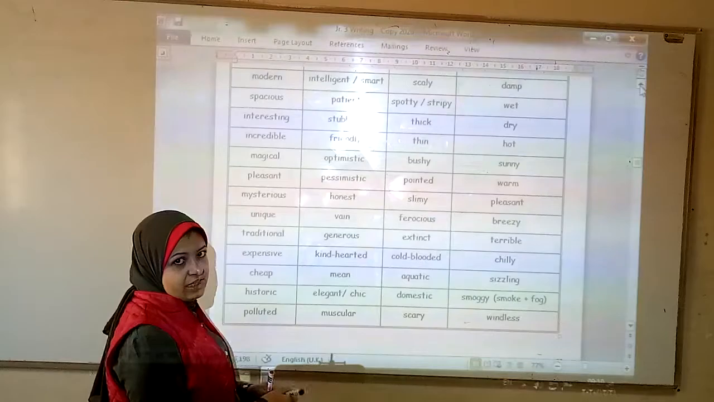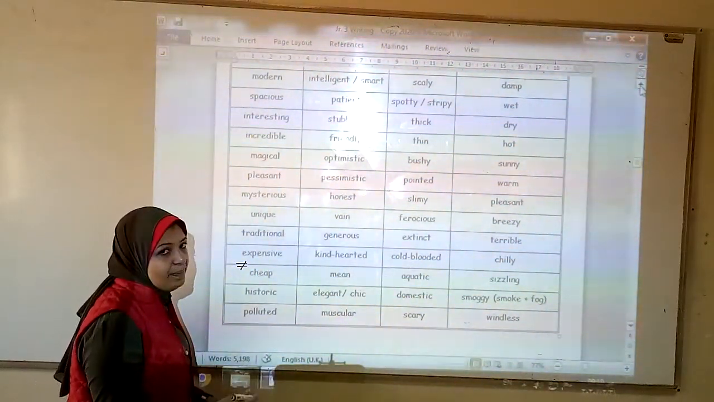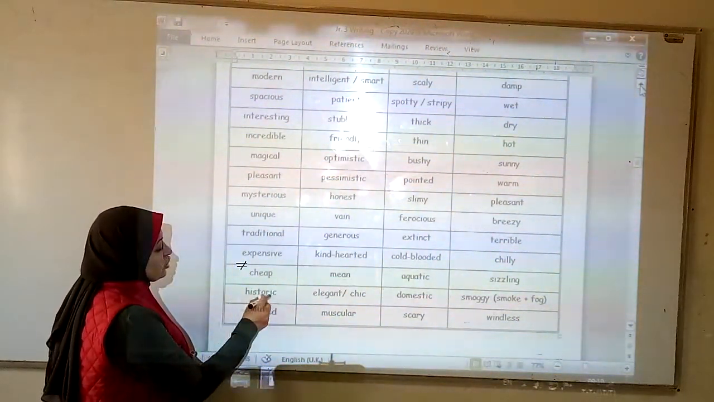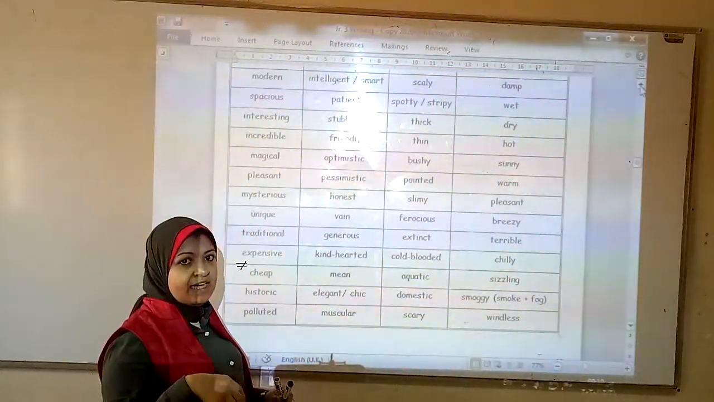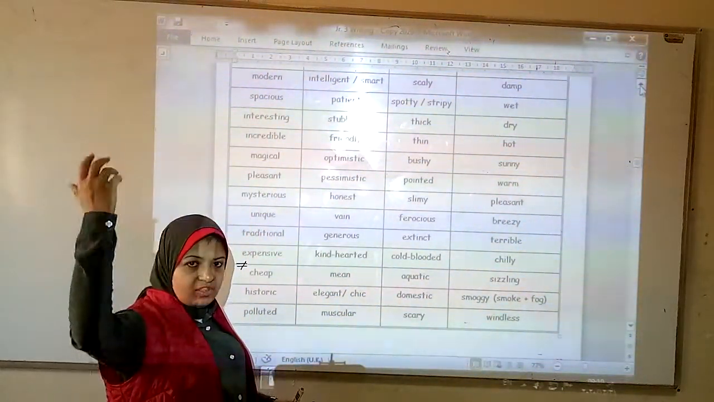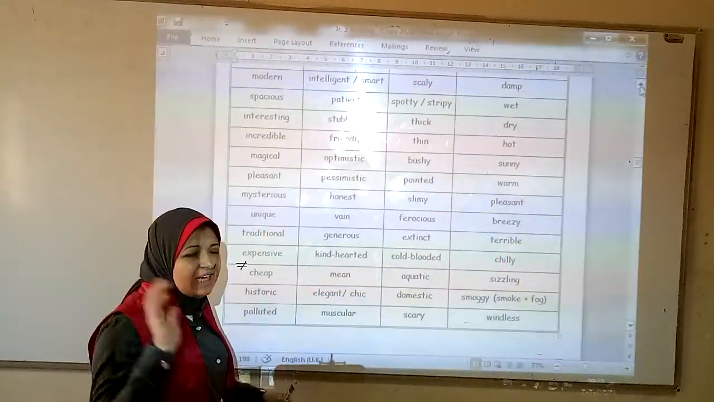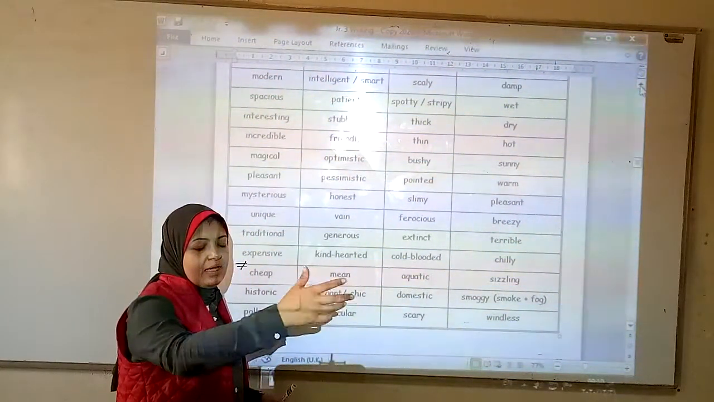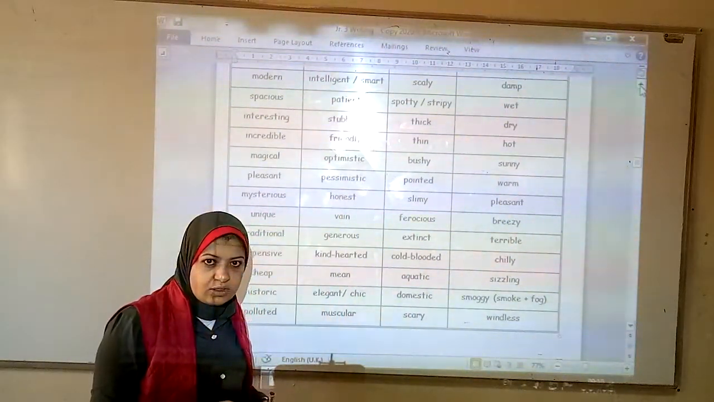Expensive means it costs a lot of money, and the opposite of it is cheap. It costs a very low amount of money. Historic, something related to history, like the pyramids, the Sphinx, and smoke out of it, this pollutes the air around us.